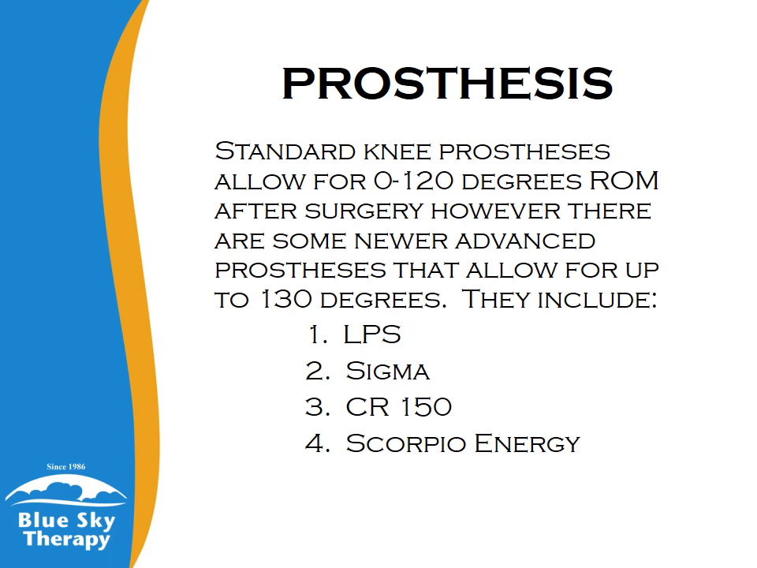Standard knee prostheses allow for 0 to 120 degrees of range of motion after surgery. However, there are some newer advanced prostheses that will allow for up to 130 degrees. They include the LPS, Sigma, CR150, or Scorpio Energy. So if the surgical report states that any of these types of prostheses were used, then range of motion can be allowed to go up to 130 degrees after surgery. If not, range of motion should be stopped at 120 degrees.